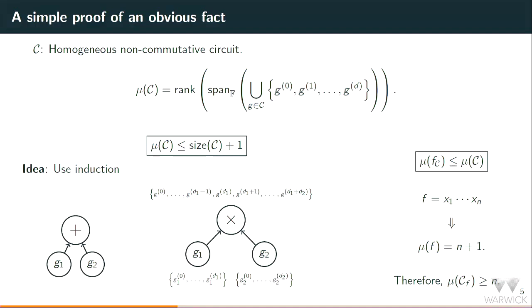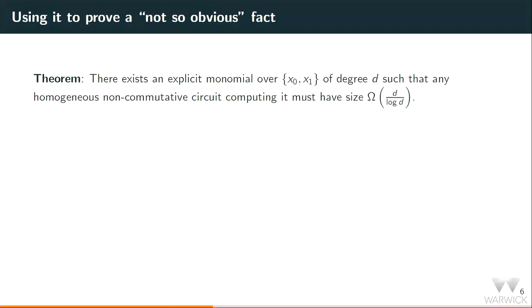But the point is that just this simple idea can be used to prove something that is not so trivial. So now instead of looking at n-variate polynomials, we'll just look at bivariate polynomials, so just x0 and x1, but now of degree d. So it's just two variables, so all you know is that there have to be two leaves. And because it's degree d and it's a circuit, the trivial lower bound is log d essentially. But we can use our previous idea to prove a d by log d lower bound.